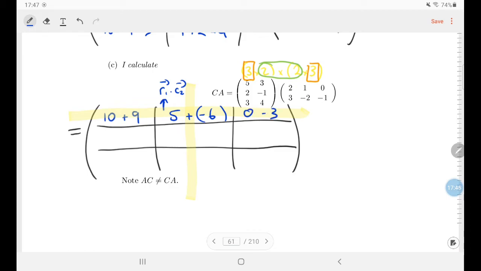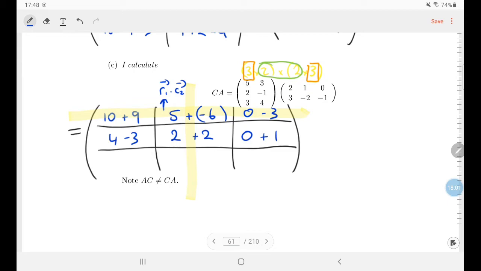Down over here, I'm looking at row 2, column 1. 2 by 2 is 4, plus minus 1 by 3 is minus 3. The middle one then is 2 by 1 is 2, plus minus 1 by minus 2 is plus 2. And the last one over is 2 by 0 is 0, minus 1 by minus 1 is 1.